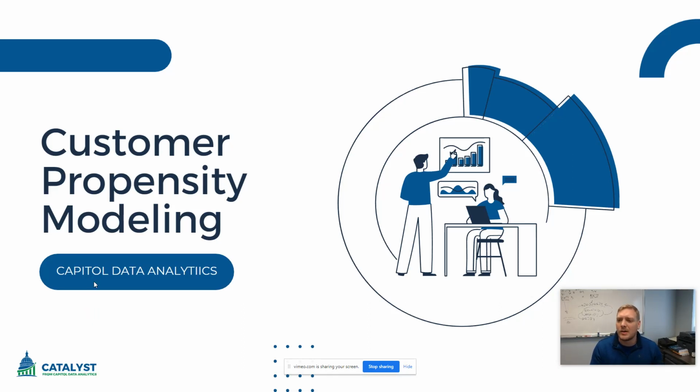Today we're going to talk about customer propensity modeling. You probably heard the word propensity modeling. Maybe you don't know what that means, so we'll go over it real quick.